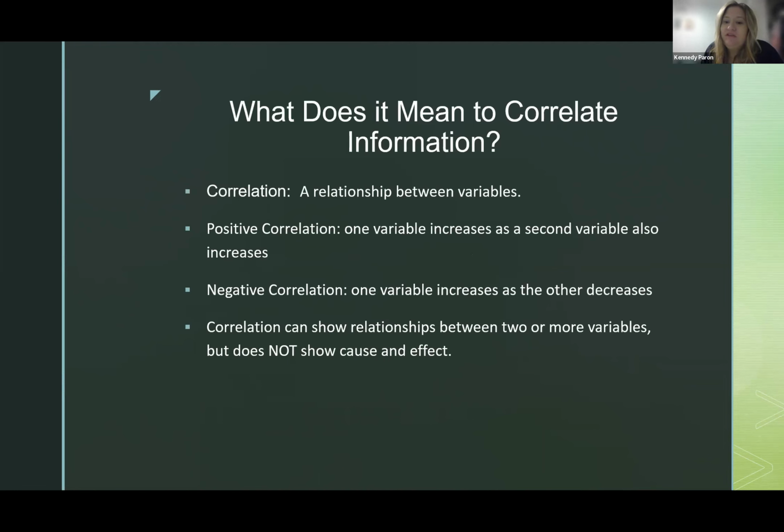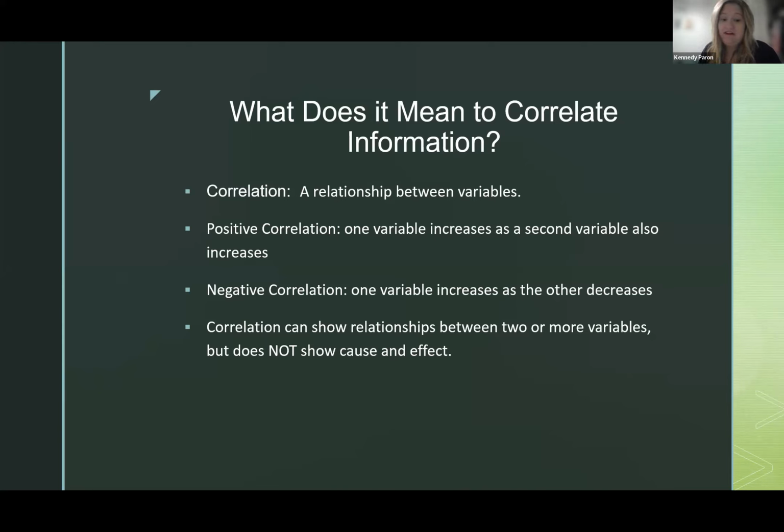So what does it mean to correlate information? So first, we're going to define correlation. This is a relationship between two variables or two items. There's positive and negative correlation. So first, we're going to talk about positive correlation. One variable increases as the second variable also increases. So if something's positively correlating, it could be the child's behavior is great when they are given ice cream. So as ice cream increases, good behavior also increases.